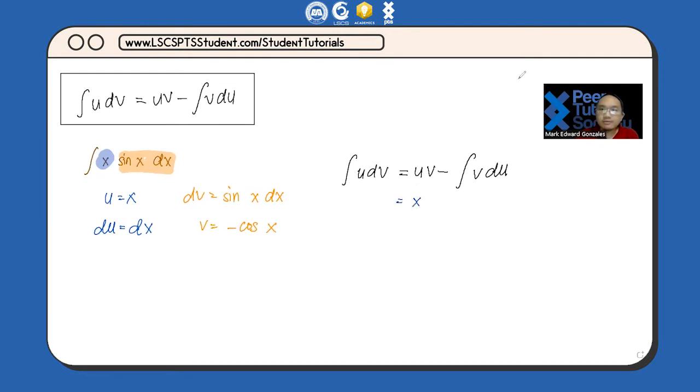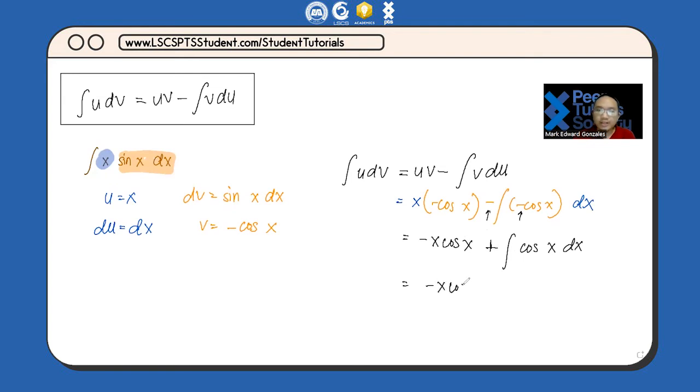U is x, follow the color coding that we have here. V is negative cosine x, and du is dx. This simplifies to negative x cosine x, negative here, so we have positive sine x dx. The integral of cosine is sine. So we have negative x cosine x plus sine x plus our favorite constant of integration. And this is the final answer.